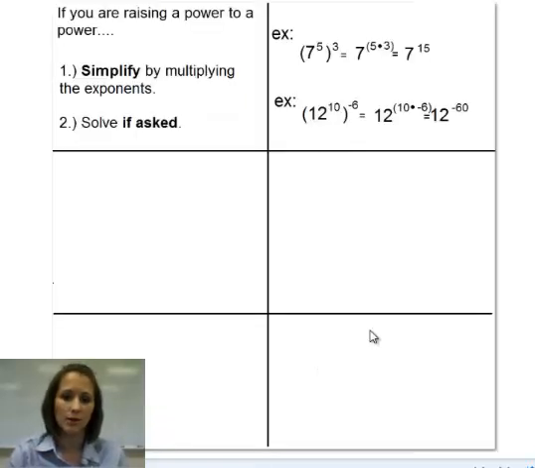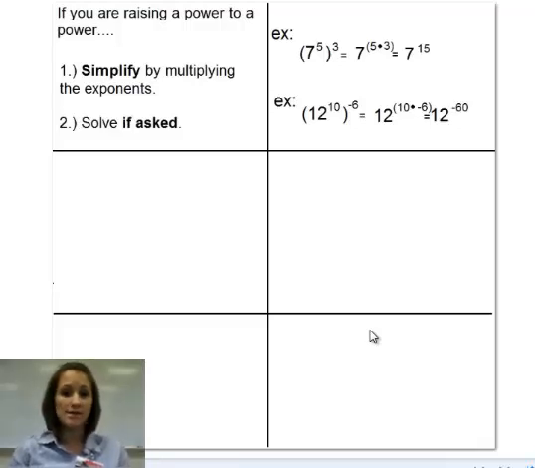On the right hand side, we're going to go into the examples. So 7 to the 5th to the 3rd is written on the front of your foldable. This is what power to a power looks like when you have 2 exponents. We're going to multiply our exponents, 5 times 3, and then we'll get 15. So 7 to the 5th raised to the 3rd is equal to 7 to the 15th.